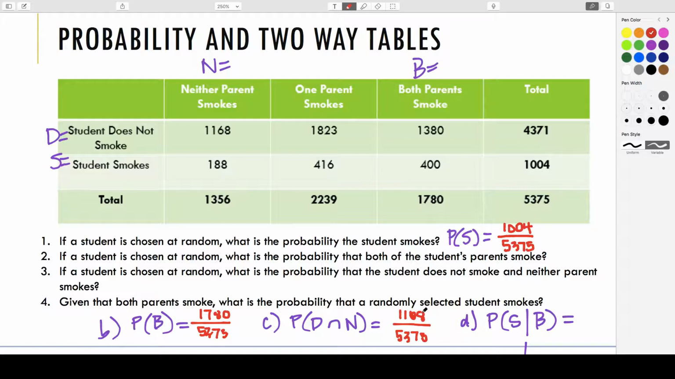So when is the bottom number not going to be 5,375? If I'm given some kind of information ahead of time. Okay, conditional. You're right. So look at number 4. Given that both parents smoke, what's going to be my bottom number? 1,780. Yeah, given that both parents smoke. So now this is the only part of the table that I'm looking at. I don't care about the rest because I know for sure it comes from this part right here. Both parents smoke. And then what's the probability that the student smokes? 400. Done.